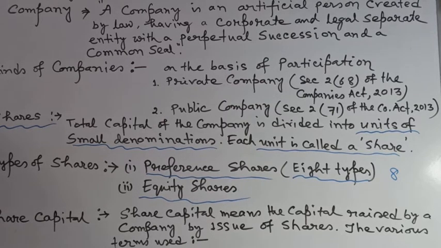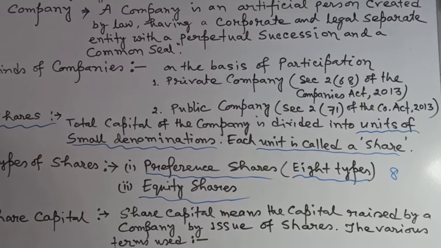And again, preference shares have priority on the basis of repayment of capital. When a company is winding up, the first payment goes to preference share capital. After all the preference share capital is paid, then payment goes to equity shareholders. Equity share capital is paid only when preference share capital is paid out fully.